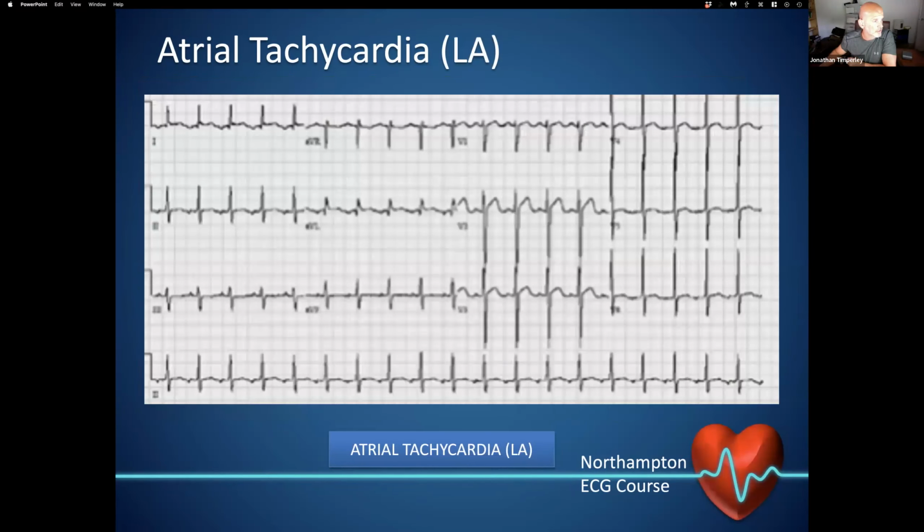And here we have a left atrial tachycardia with a positive P wave that's visible, again, apologies for the quality, but they are real ones. And so this is a positive P wave that we can see here in V1 with a rate of around 140 beats per minute. In this case, again, a narrow complex.